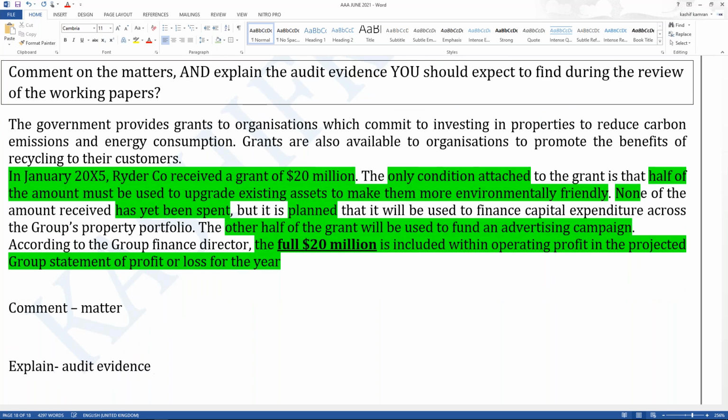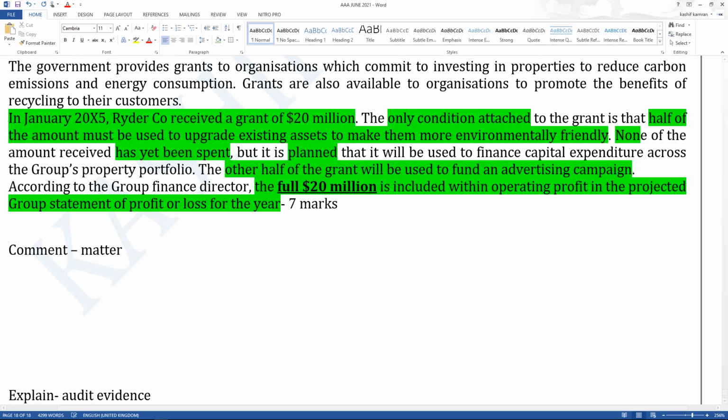Suppose you have something like 7 marks for this question, right? Comment on the matters and explain the evidence. Now you are sitting in the exam hall and you remember my lecture, day 4 of the webinar. You say, the sir told us that the first comment I need to do is on the materiality. So I'll start first with, I'll say the amount of grant that is $20 million, is a fill in the blank percentage of the total assets.